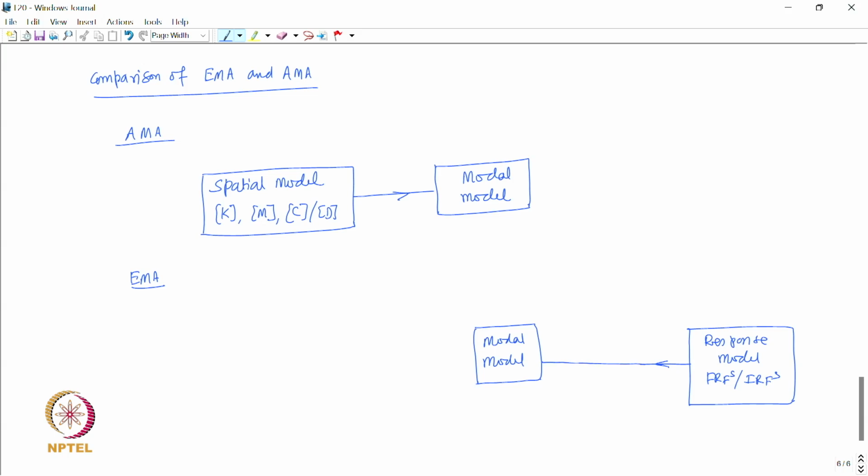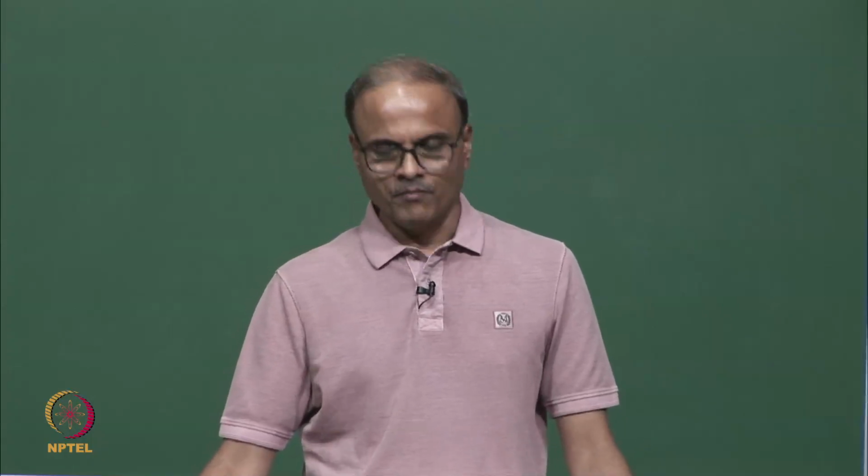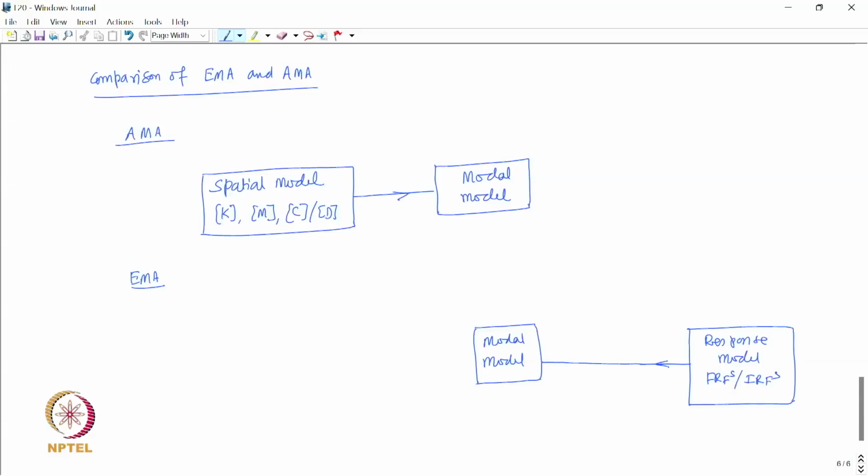So we can say that analytical modal analysis is a forward route to identifying the modal model. We start from a mathematical model of the structure, and by forward analysis we obtain the modal model. But in experimental modal analysis, we start from the response model, and then by an inverse procedure we obtain the modal model. So in this lecture today, we looked at the basic principle of experimental modal analysis, both in the frequency domain and in the time domain. I think we can now stop here. Thank you.